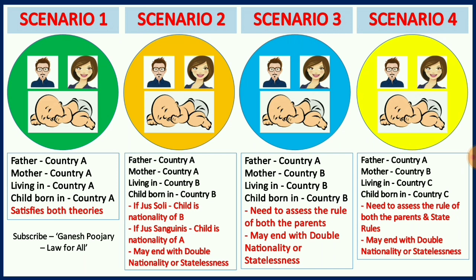So they are basically trying to avoid double nationality or statelessness, which we are going to study in my next video on nationalities. For now, let us see the world map and see where exactly we can see Jus Soli, or where we can see Jus Sanguinis. That is my next slide.